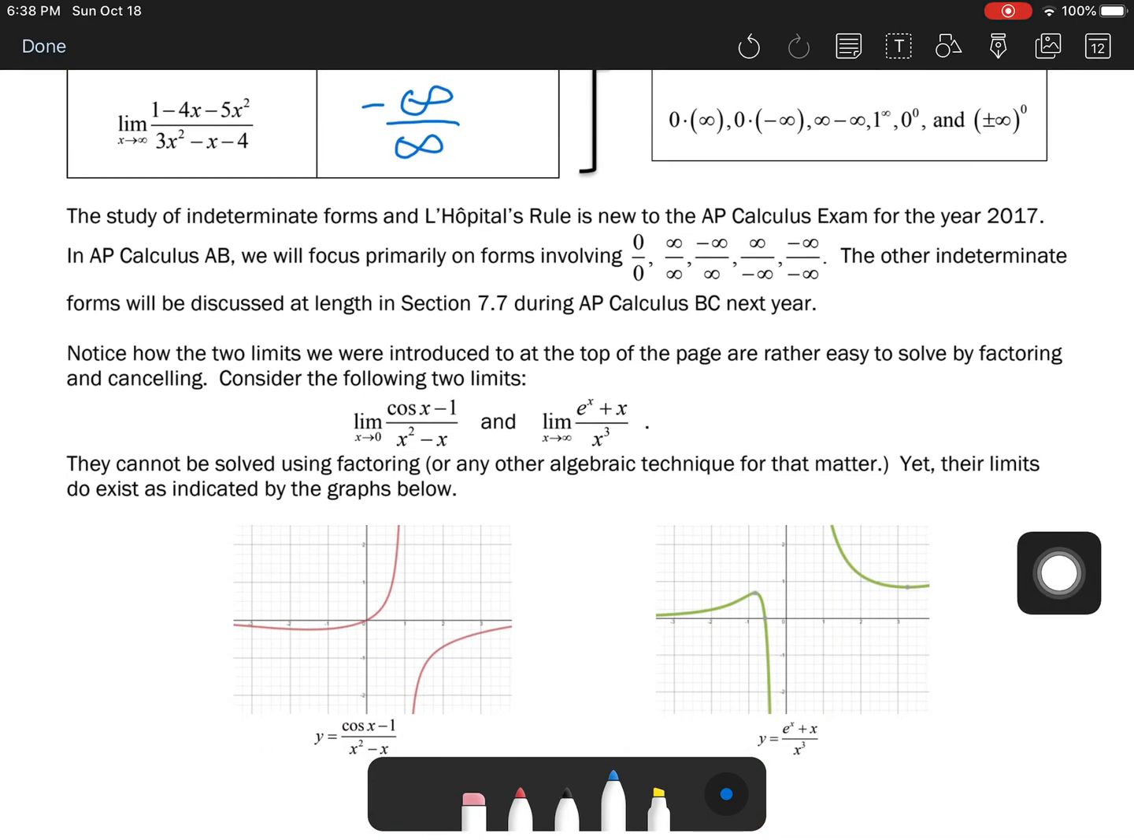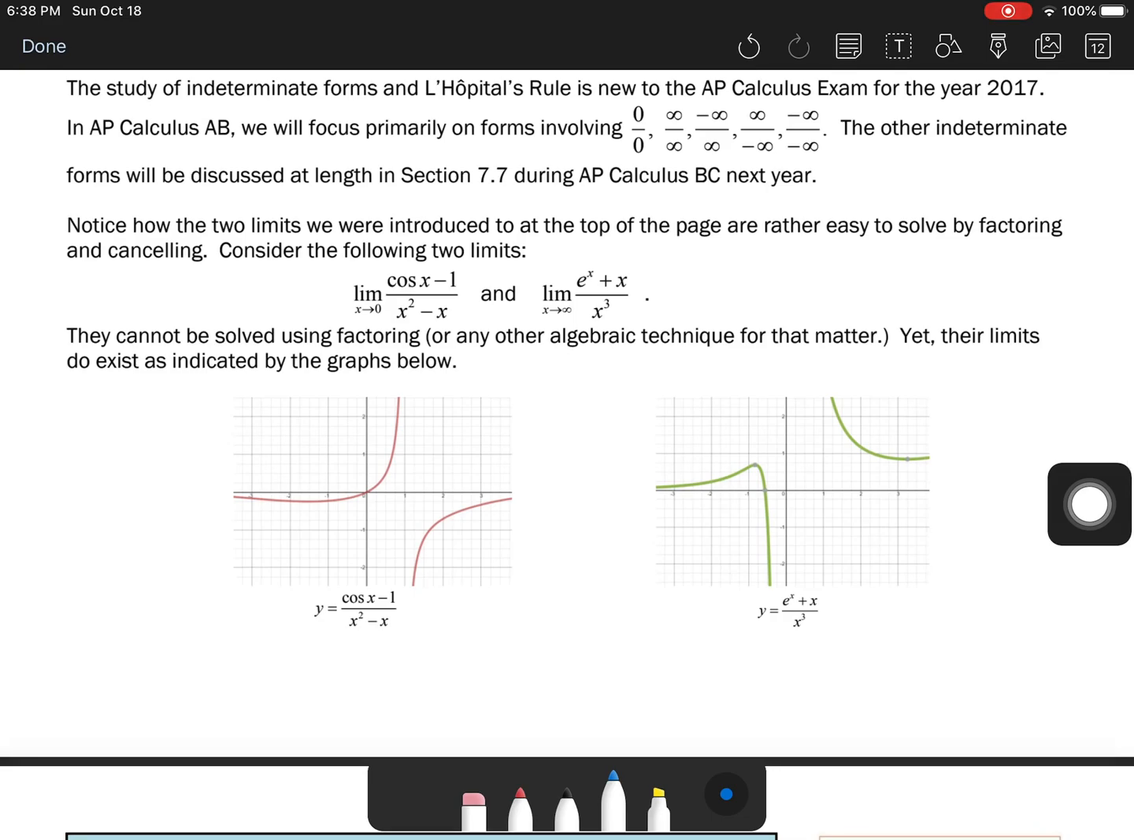Okay, so it says, notice how the two limits we were introduced to at the top of the page, we could take care of those by some factoring and canceling, which is the technique we had used up to this point. There are going to be some other functions where factoring doesn't work, and so we'd still get an indeterminate form, and they give us a couple of examples that involve some of our trig functions or our transcendentals like e to the x or some ln sometimes. So what we're going to see, it says they cannot be solved using factoring or any other algebraic technique, yet their limits do exist, and they show the graphs of each of them.